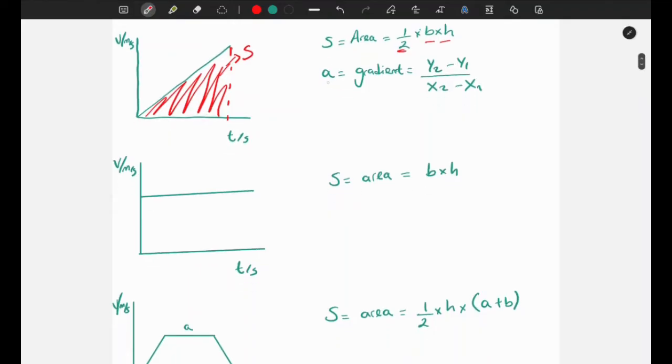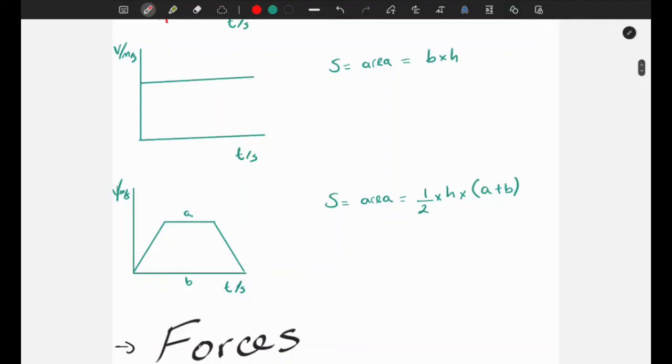And the acceleration is equal to the gradient. So we find the gradient the same way we did before. We can have 2 points. This could be x2, this would be y2, and then we have x1, and then y1. So we insert these coordinates into the formula, and then we find the gradient, which is also the acceleration.